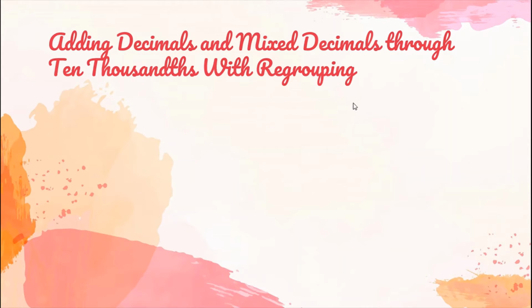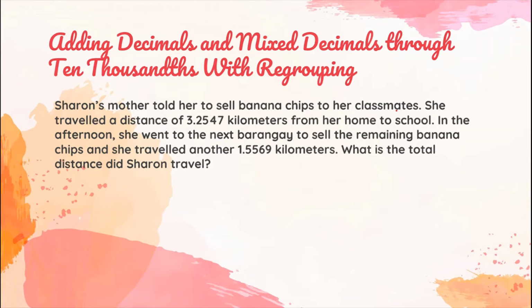Okay, now let's start. Sharon's mother told her to sell banana chips to her classmates. She traveled a distance of 3 and 2,547 10,000ths kilometers from her home to school. In the afternoon, she went to the next barangay to sell the remaining banana chips, and she traveled another 1 and 5,569 10,000ths kilometers. What is now the total distance Sharon traveled?